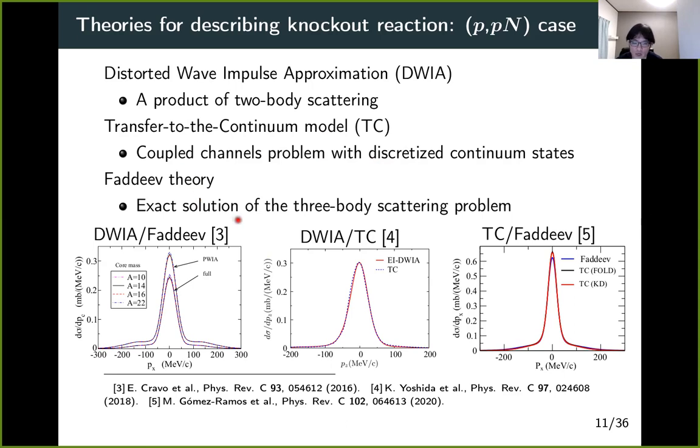There is several work comparing these three theories, and they are actually benchmarked well. I won't go into the detail, but these are the comparison between them. Typically, the uncertainty coming from the choice of these theories is about 8% or 10% or so. I have to mention that this is a p-p-n case, a nucleon knockout case, but basically the reaction framework is the same for a nucleon knockout case and an alpha knockout case.